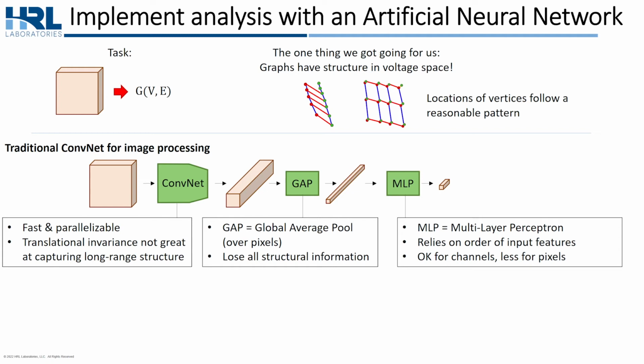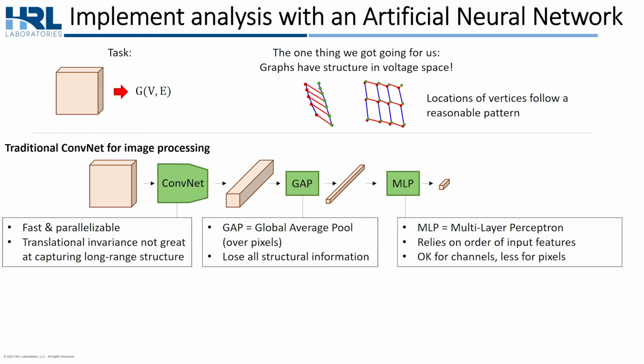When it comes to artificial neural networks and image analysis, convolutional neural networks come to mind. A convnet takes in a scan, or an image, and then it typically outputs an image with reduced pixel resolution, or in our case, reduced voltage resolution, but it has more channel information, more features. Convnets are very fast and parallelizable. They're translation invariant, or actually equivariant. It's not great at capturing this long-range structure that we want, though. So there's advantages there, but we need to be a little bit careful.